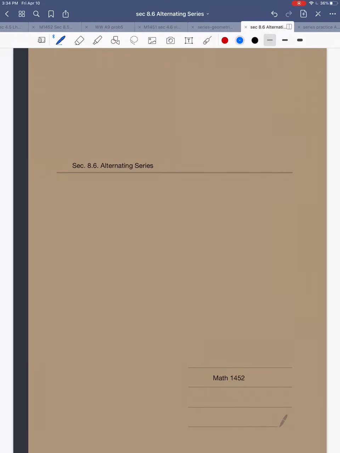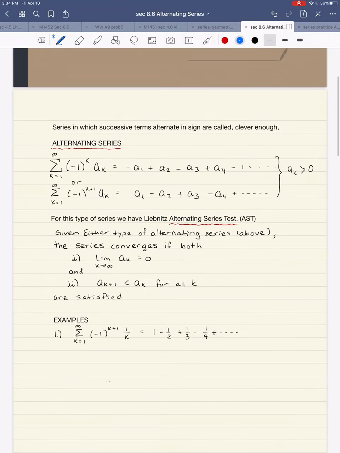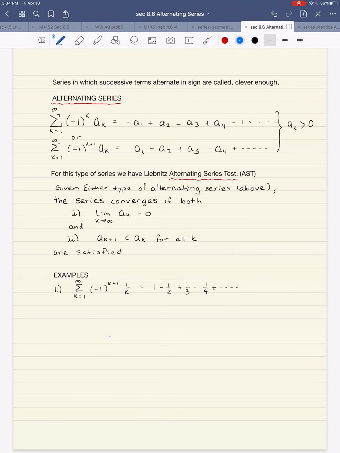Alternating series in section 8.6. An alternating series has signs in between the terms that alternate from minus to plus or plus to minus. It doesn't matter which one. They're all called alternating series if every other sign is opposite.